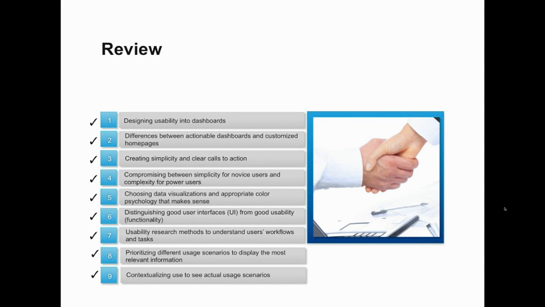Next, we talked about choosing data visualizations and appropriate color psychology that makes sense. So obviously, we all know red, yellow, and green and what those mean. But when you bring in marketing departments and you have to use certain colors, you're going to have to make sure that those colors make sense to your users. If a piece of data is bad, you don't want the color to be purple. You don't want it to be blue. You want it to be red. You want it to be a warning to the user saying, hey, this is bad.